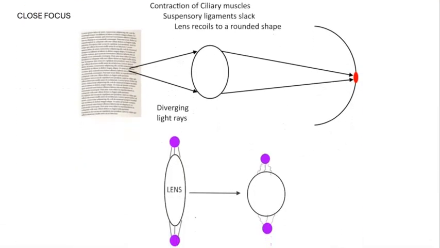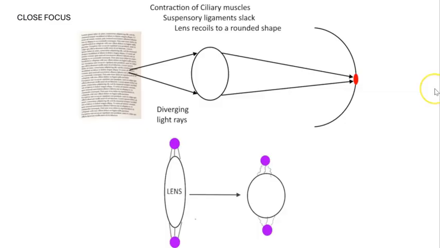So we're going to begin by thinking about focusing on an object which is close. And what better than a piece of writing? And indeed, you'll be doing this right now. As you view this video on your device, you will be using this type of focusing mechanism.